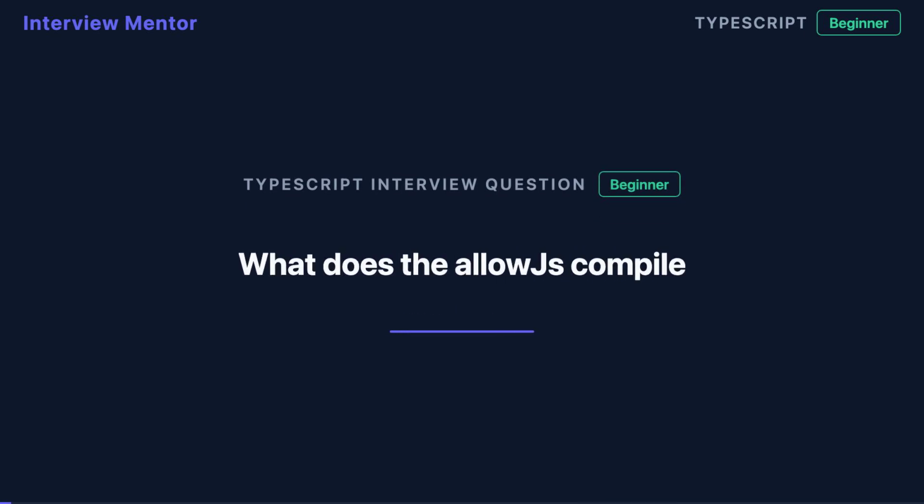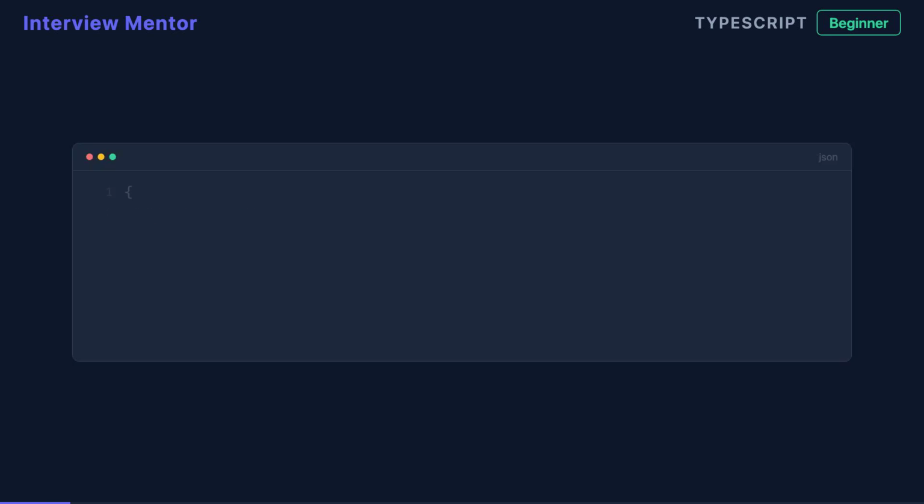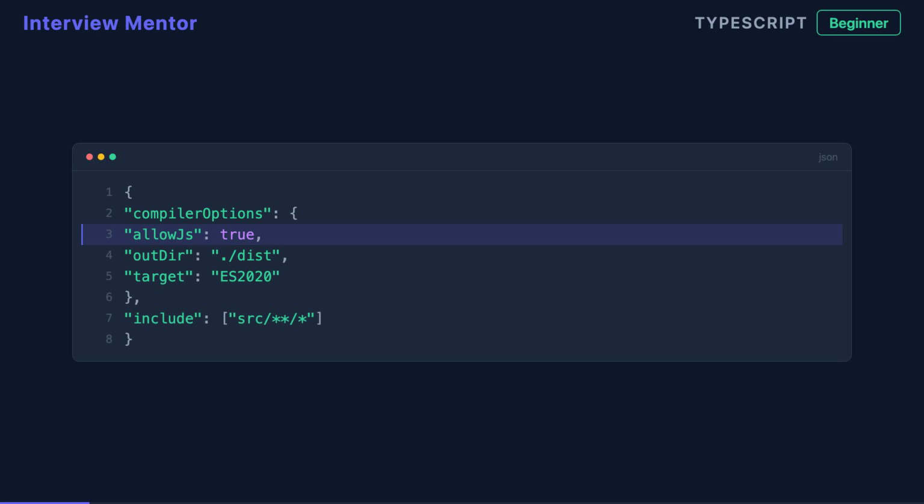Ever wondered how teams migrate from JavaScript to TypeScript without rewriting everything at once? The secret lies in a single compiler option. The allowJs compiler option tells TypeScript to include and compile JavaScript files in your project.